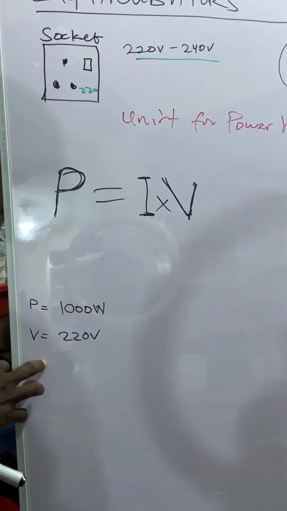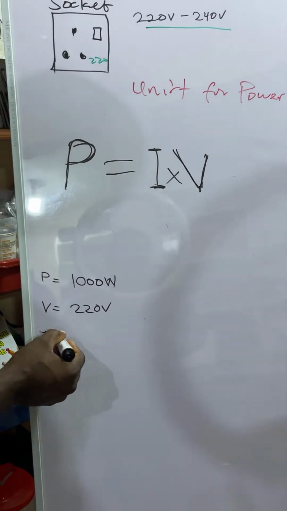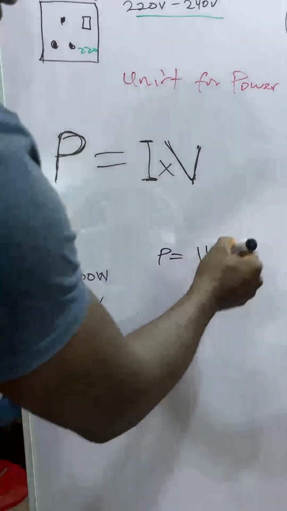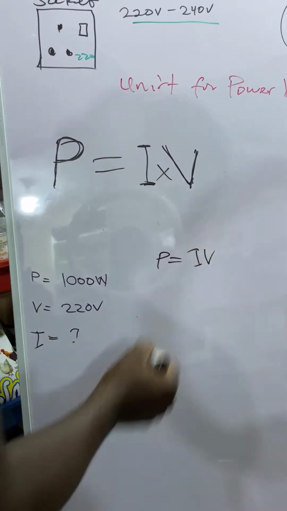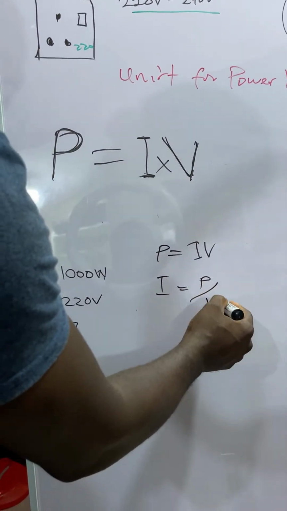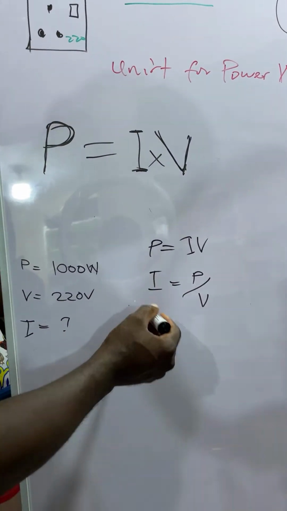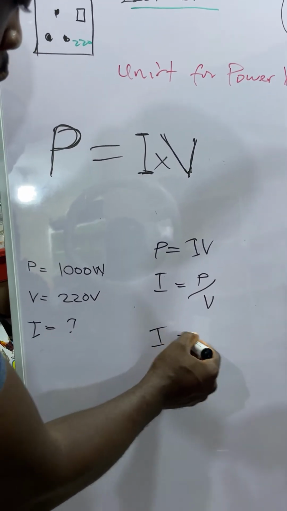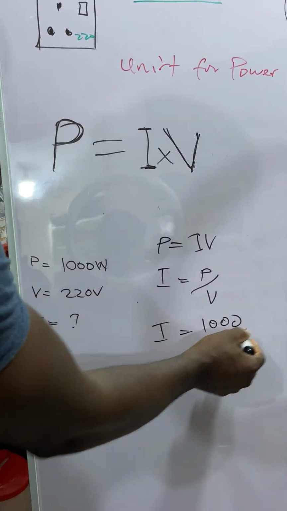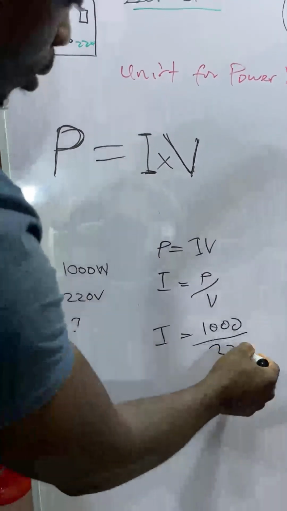If you are interested in finding out how much current that equipment pulls, you use this. P is equal to IV. Make I the subject: I is equal to P over V. I'm taking you back to mathematics. So that current we are looking for will be equal to the power, which is 1000 watts, divided by the voltage, which is 220 volts.